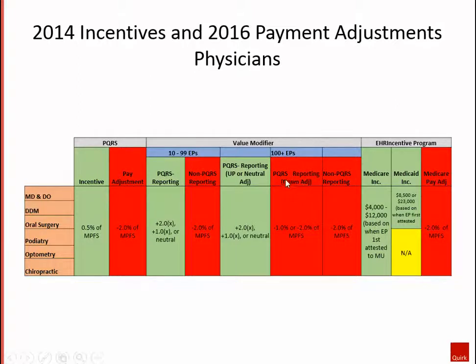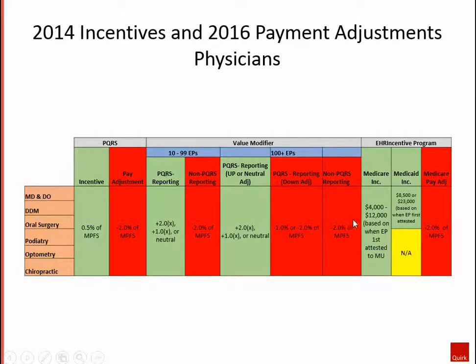If they choose not to participate in PQRS, or they do not meet the PQRS reporting standards, and another slide I'm going to show you is quality tiering, but if their cost is elevated and their quality is low, then they could be subject to a 1% or 2% reduction in their Medicare fee-for-service.